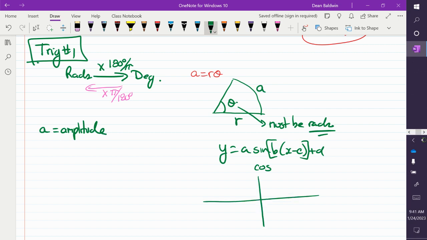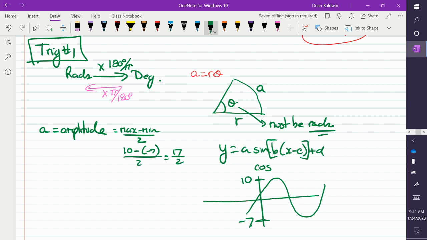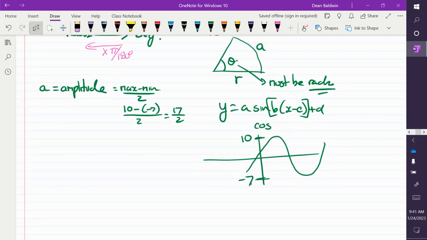So if I have a graph, like this is 10, the scale's way off, but I don't care, and this is -7. How do I find the amplitude of that graph? It's max minus min divided by 2. So in this case, 10 minus -7, which is 17 over 2. We'll just leave it like that. 8 would have been better. Okay, that's how you find amplitude from a graph.